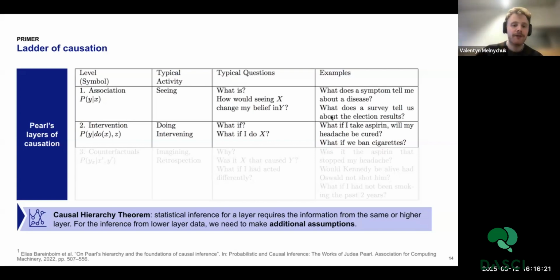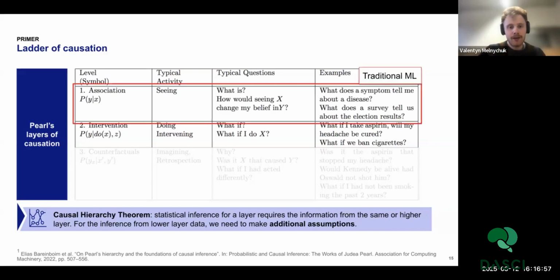And there is also the counterfactual level, which is even more complicated, and refers to retrospective questions, where we try to make an intervention in the past. So here we ask basically questions of why something happened. Was it that one thing caused the other? It's like interventional questions in the past, saying: was it the aspirin that I took that stopped my headache, or would it stop even without aspirin?